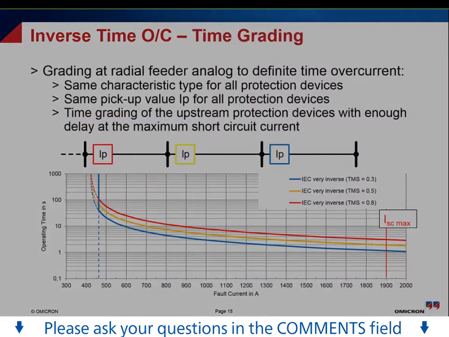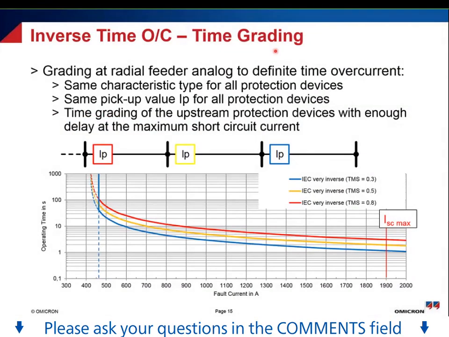Now, how do we do our time grading? Well, once again, we have an overcurrent protection, so a current pickup cannot be used for grading over our line that is here, or over our complete radial feeder. That means that we need to make sure that all of the protection relays in this feeder have the same characteristic and also have the same pickup value. That makes sure that there is no overlapping. And here you can see a characteristic of these three different overcurrent or inverse characteristic relays.